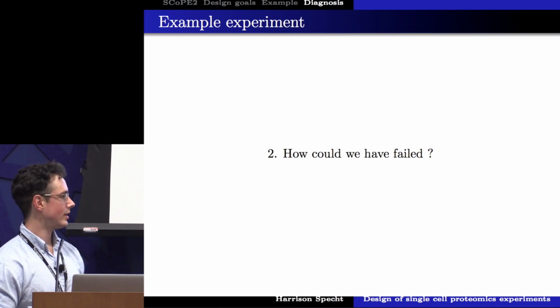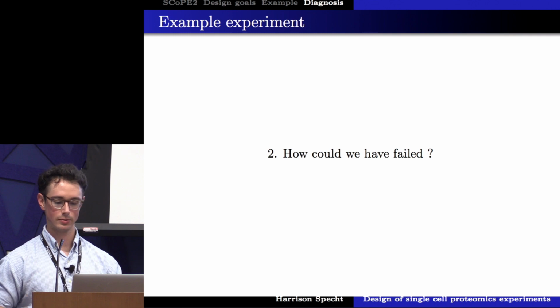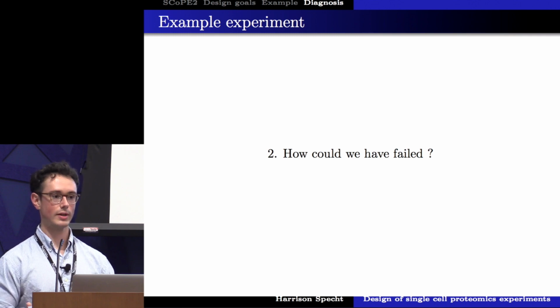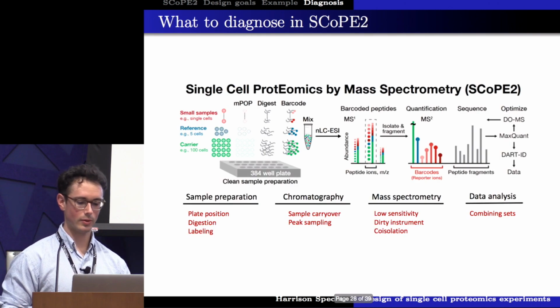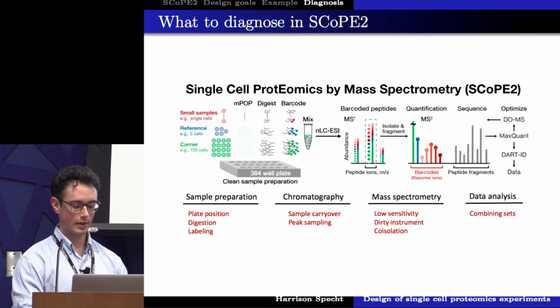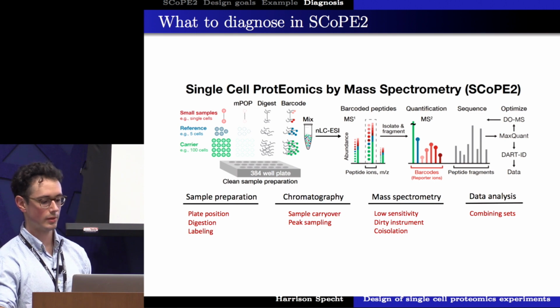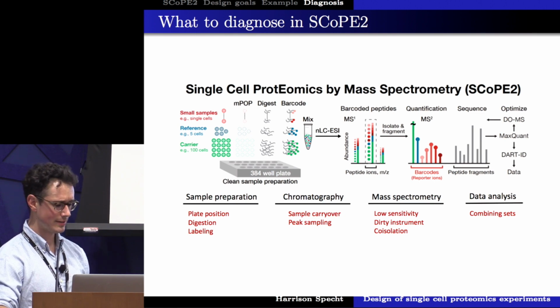Cool. So at this point, we were pretty happy. We wanted to then pursue the analysis of this data because we thought that it demonstrated good quantitation. But how could we have failed? There are many points that we should talk about in the Scope 2 process that could introduce artifacts that we should consider. So just to go through them, different positions that you sort your single cells into in the high-throughput plate that you want to use could introduce biases.